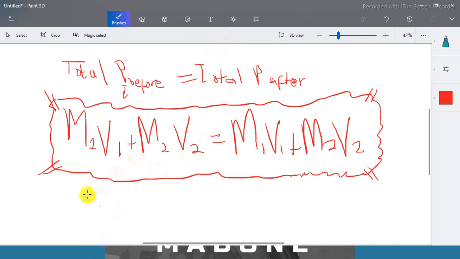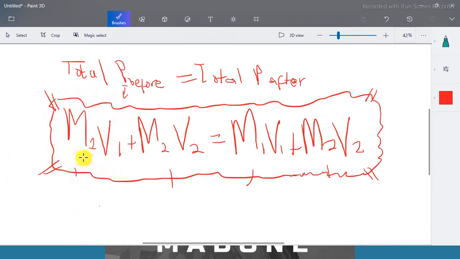So listen to me. If me and you are fighting, we will have to know what is my momentum and what is your momentum, and what is your momentum after you go home and what is my momentum when I go home. Hence, we have this formula. Can you see? This is the normal momentum formula, guys.